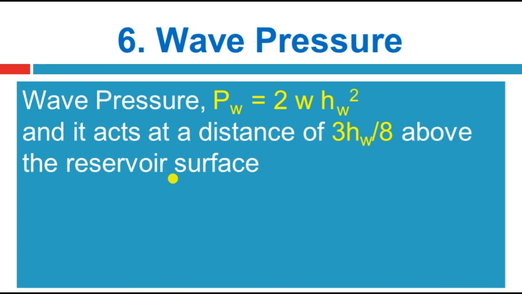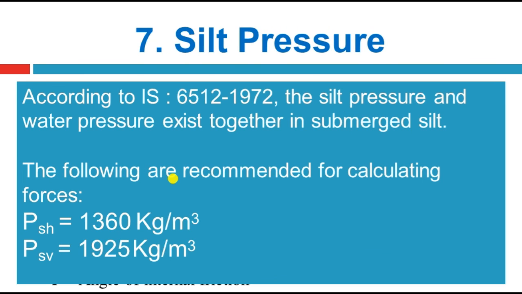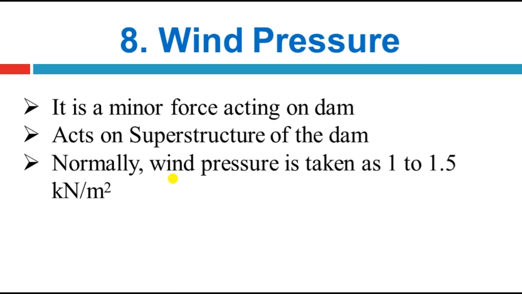Now wave pressure PW is equal to 2WHW square, and it acts at a distance of 3HW by 8 above the reservoir surface. Silt pressure is also calculated according to IS 6512-1972. Silt pressure and water pressure exist together in submerged silt. The following are recommended for calculating the forces, PSH and PSV: PSH is equal to 1360 kg per meter cube and PSV is equal to 1925 kg per meter cube.